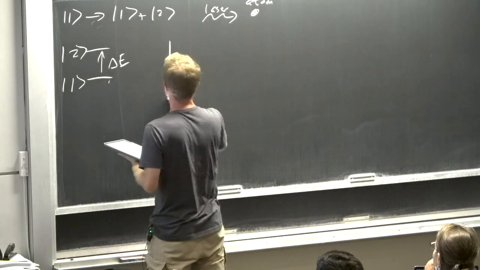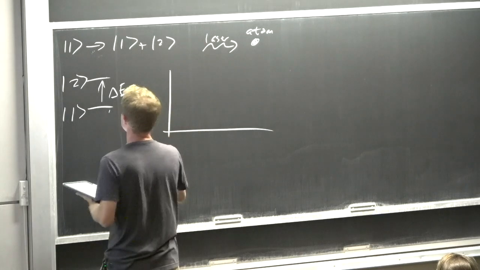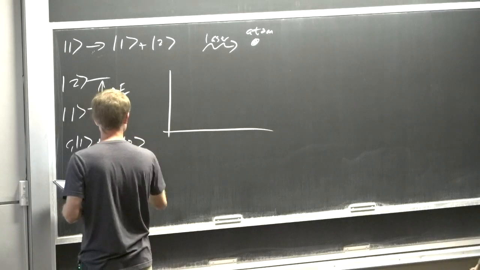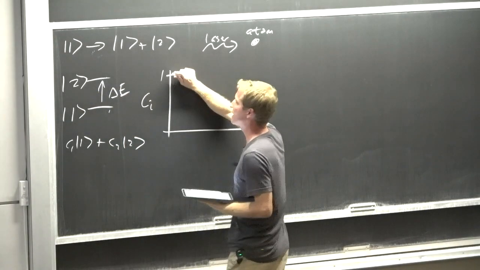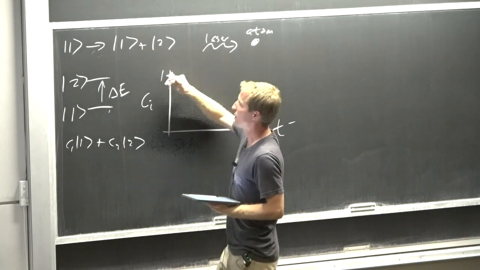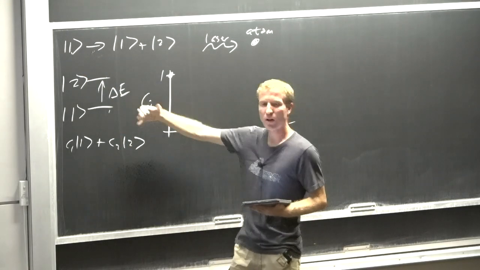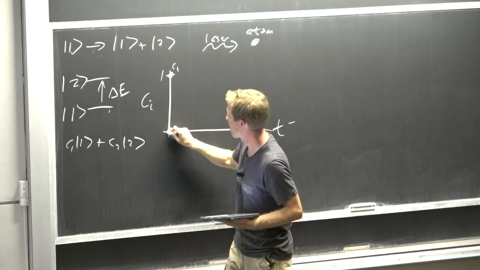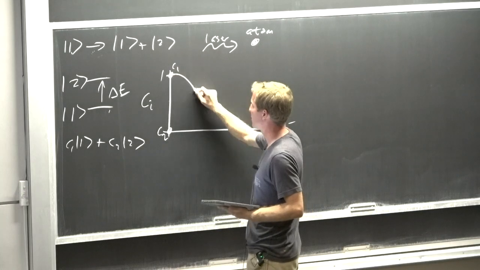Well, in particular, let me plot it a little more precisely. Let me say the wave function of the atom is C1 |1> plus C2 |2>. Now I'm plotting the C's as a function of time. Let's say the atom starts entirely in state 1, at the beginning of the experiment, t equals 0. So C1 starts up here, and C2 starts at 0. Once I turn on the light, they'll begin to Rabi flop.